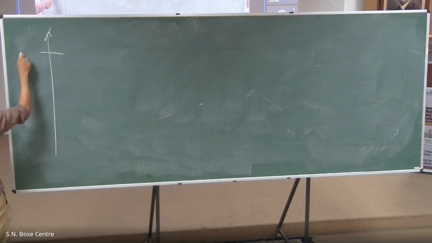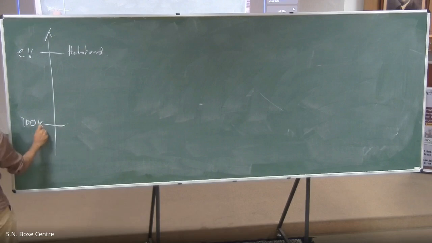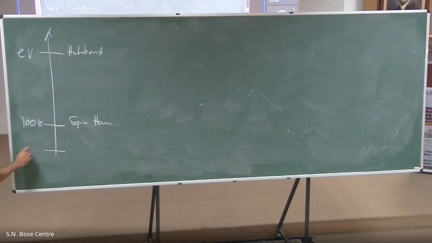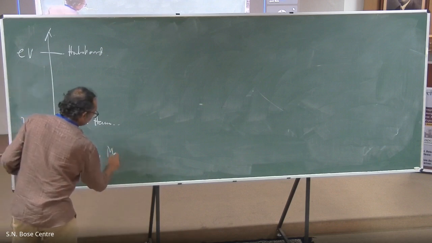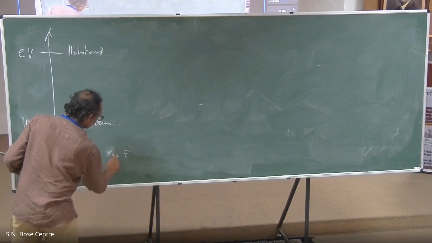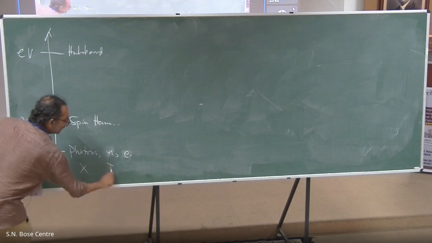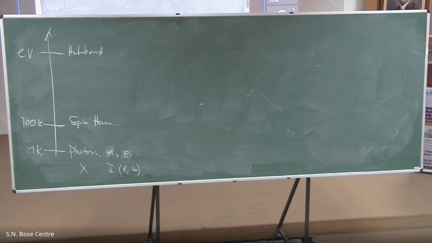I'll draw this is the eV scale, the Hubbard scale, and this is like 100 Kelvin, where it is a spin Hamiltonian, and then we are thinking about say 1 Kelvin, where in Arun's case there were photons, magnetic monopoles, electric charges, etc. In this case, there are no photons, but there are Ising magnetic charges and electric charges. So this is the theory that we need to try and arrive at, starting from the spin Hamiltonian.